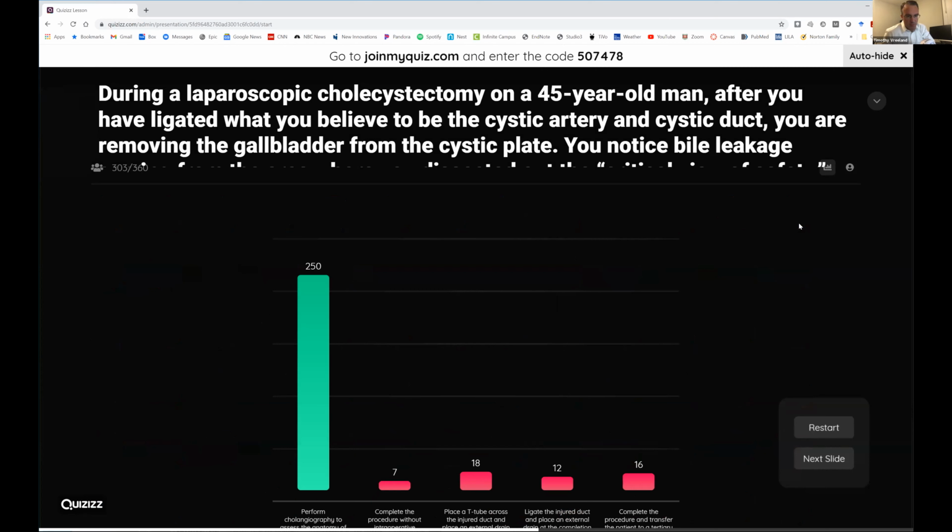Okay, good. So yeah, most people got cholangiography. So yeah, you need to define the injury. That's the first step. If you're worried you have an injury, you need to define it.